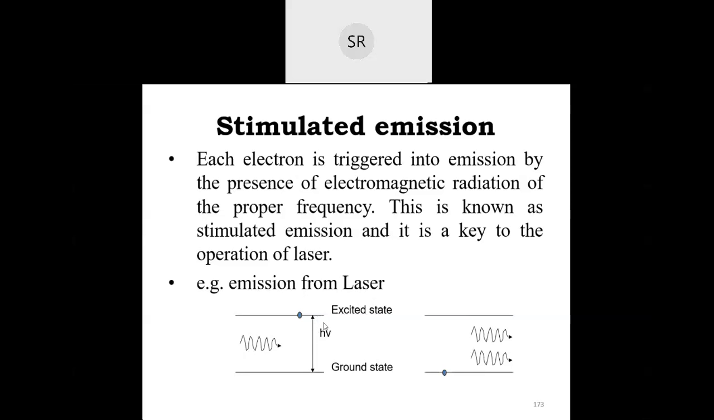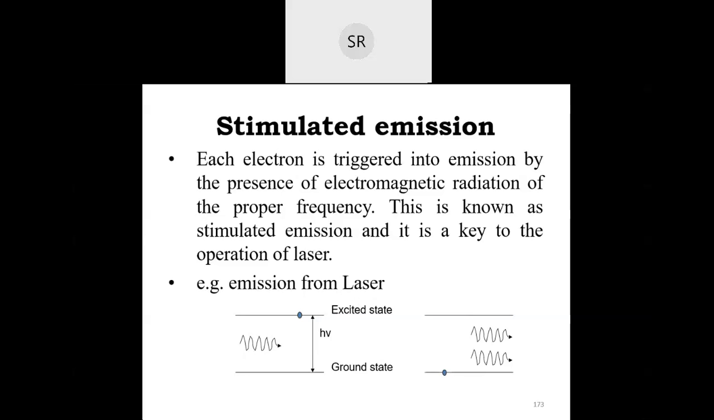It depends on hν, and the emission of light depends on how much energy is in that state. So the ground state we call E1, and the excited state we call E2. So hν is equal to what? E2 minus E1. E2 is nothing but the energy in the higher state, and E1 is the energy in the lower state. And this particular process is called spontaneous emission.